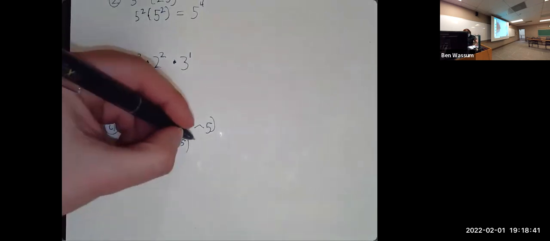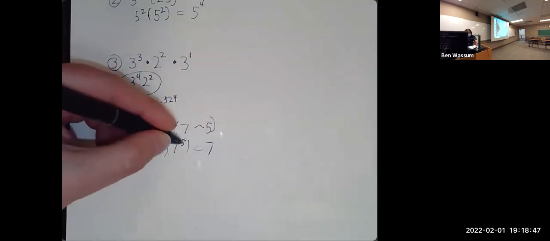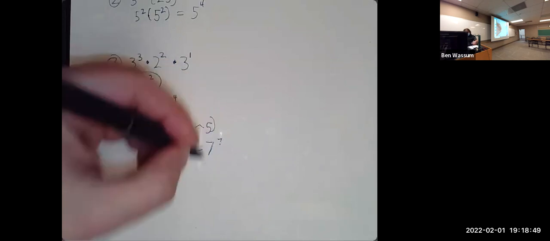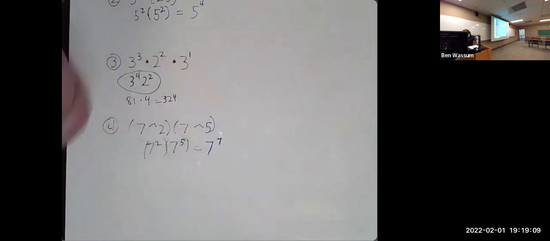So just like all the other ones, I have the same base and I can add the powers. 2 and 5, 7. And this is a perfect example of things I would not expect you to work out. 7 to the 7th power, according to my calculator, is 823,543. Yeah, I don't want to do that. So we just leave it like that.